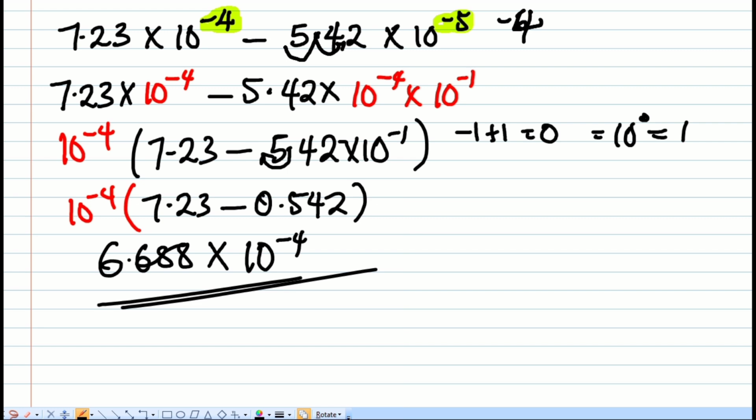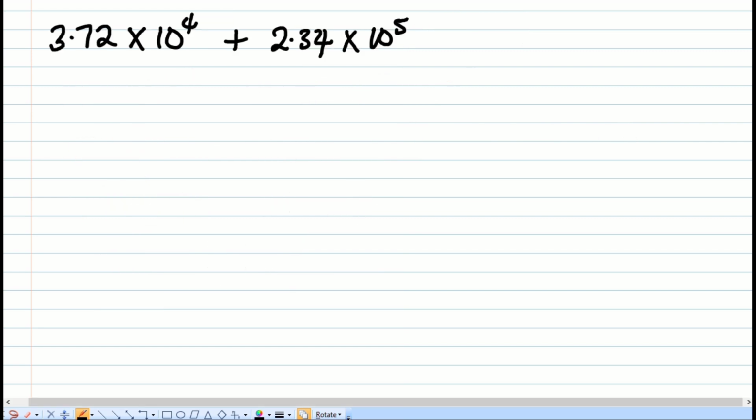So in the next example, we're going to try and use this method. Let's see the next example. So we have 3.72 times 10 raised to the power 4 plus 2.34 times 10 raised to the power 5. This time again, the powers of 10 are not the same. This is raised to the power 4 here, this is raised to the power 5 here. So we have many options. We can decide to increase the power from 4 to 5 in the first part, or we can decide to reduce the power in the second one. So whichever one we want, we're going to work with it.